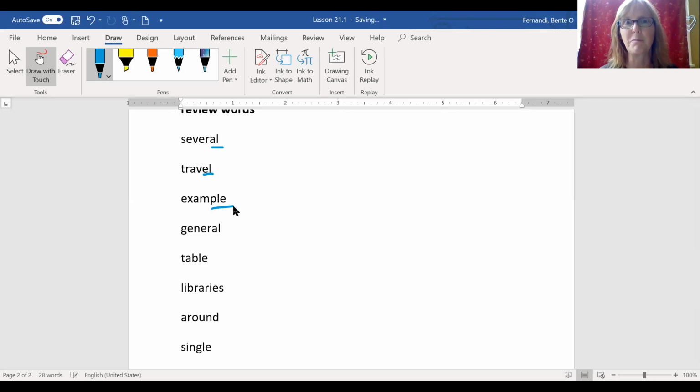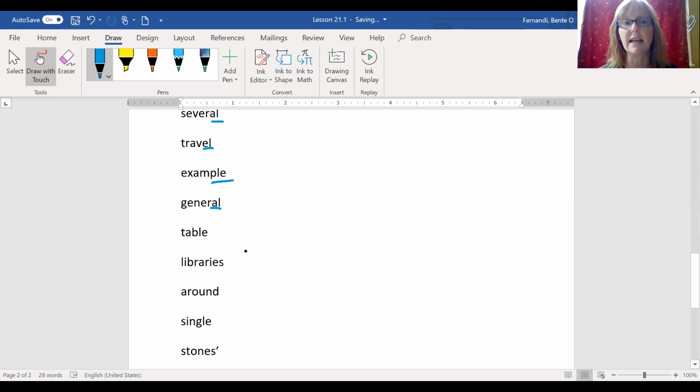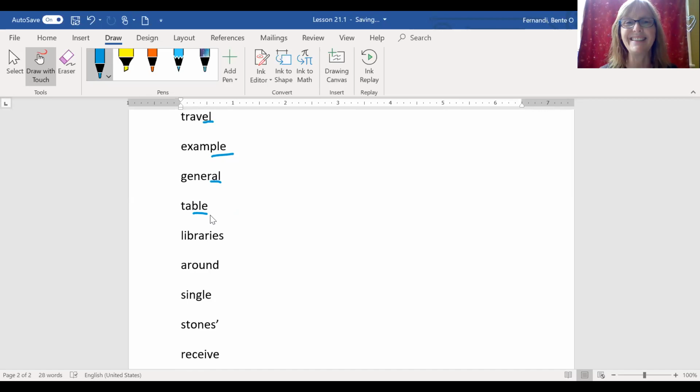Example, here's one of our really most common ways. So in this case, we have pull, P-L-E. Then we have general, remembering again, the R can't have the L-E after it. So we're going to choose a different ul ending. Table, there's our bull, that's the most common ending, B-L-E.